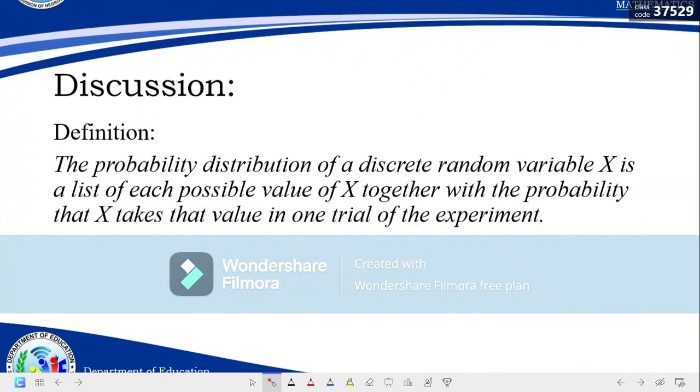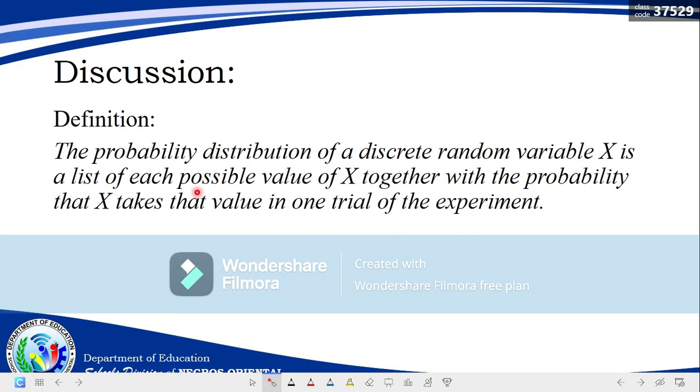Now, by definition, the probability distribution of a discrete random variable x is a list of each possible value of x together with the probability that x takes that value in one trial of the experiment.